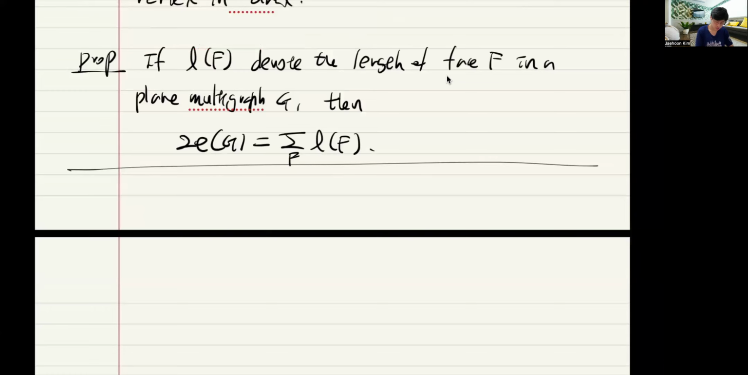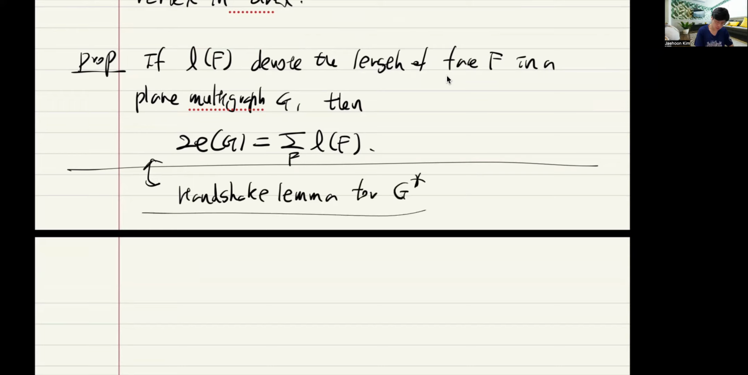This is the same as applying the handshake lemma in the dual graph. So I will not prove this. It's immediate because this length becomes the degree there. And then the dual and the original have the same number of edges. 2 times the number of edges is the same as the sum of the degrees in the dual. That provides this. Okay, so we have defined this dual.